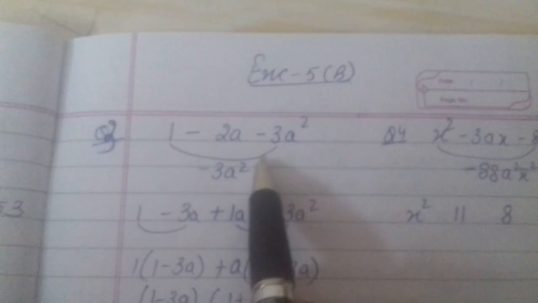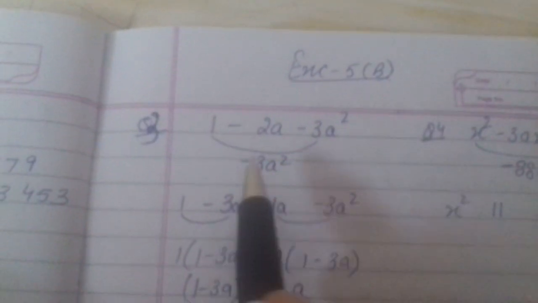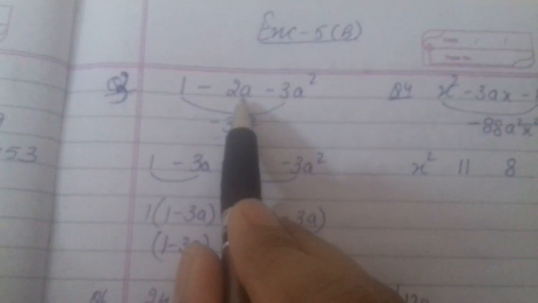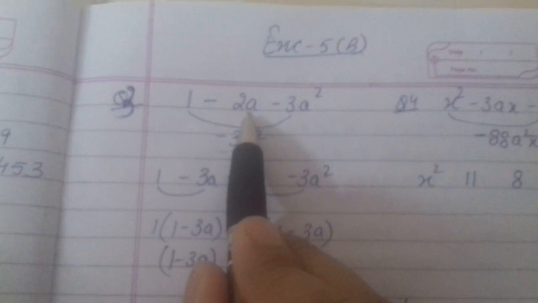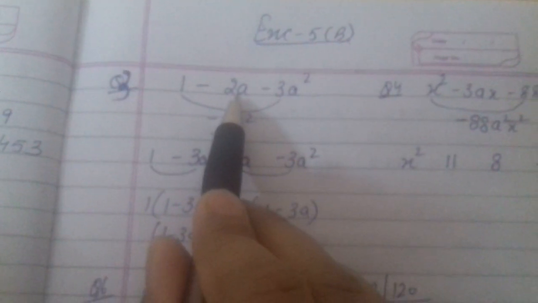You have to multiply first term with last. When you multiply, what you will get? Minus 3a square. Children, you have to split 3a square in such a way so that after addition and subtraction, you will get 2a. So, what is 3 ones are? 3, and 3 minus 1 is 2.